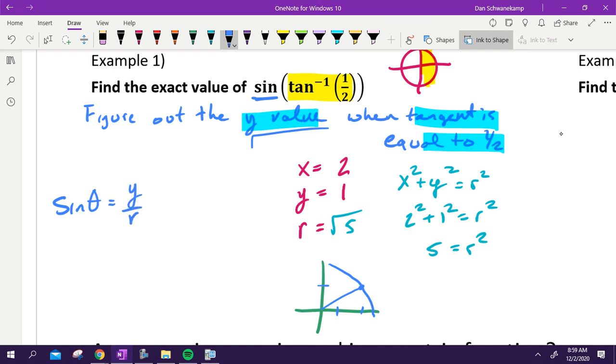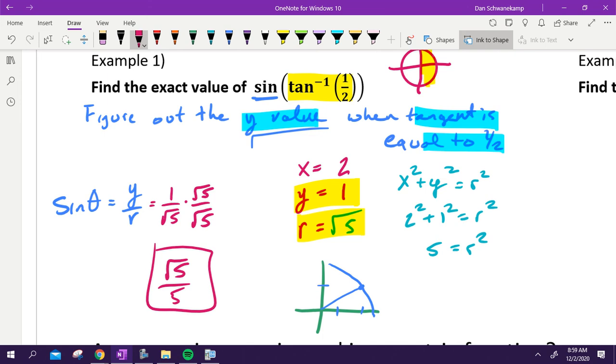Sine means y over r. I don't really care where it is on the unit circle. I just want this information right here. Sine is y over r. And so my answer is going to be 1 over radical 5. Some of you on your last test left it like that. Don't leave it like that. What do I got to do? Rationalize it. Multiply top and bottom by radical 5. My answer is radical 5 all over 5.